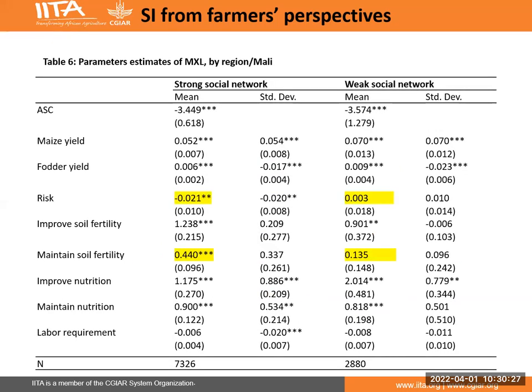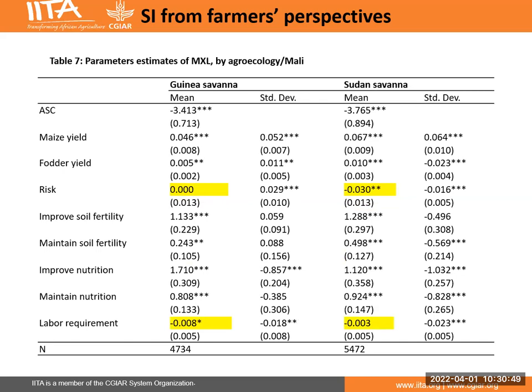In Mali, we did disaggregated analysis with respect to social network. There are similarities in terms of the preferences in most of the cases, but in terms of risk and soil fertility, there are some differences, as you can see. We also did disaggregation with respect to agroecology in Mali. Our locations cover the Sudan savanna and the Guinea savanna. We disaggregated our analysis with respect to those agroecological zones.